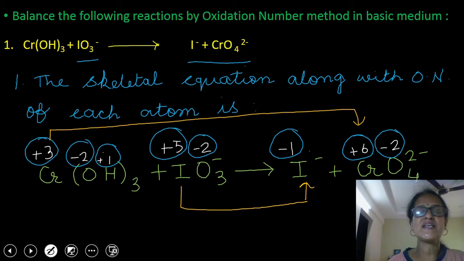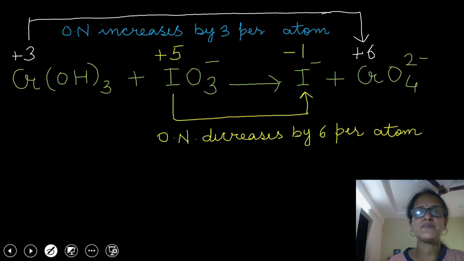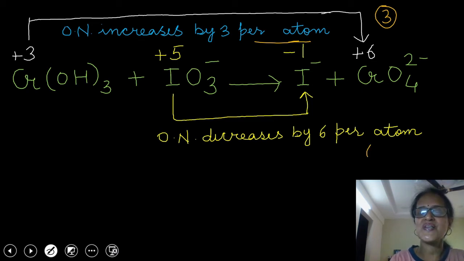So this increase and decrease I am going to show you in the next slide. So you can see here oxidation number increases by 3 per atom. So I am writing here this increase 3 in a corner. Similarly, oxidation number of iodine decreases by 6 per atom. So this decrease 6 also I have written here.